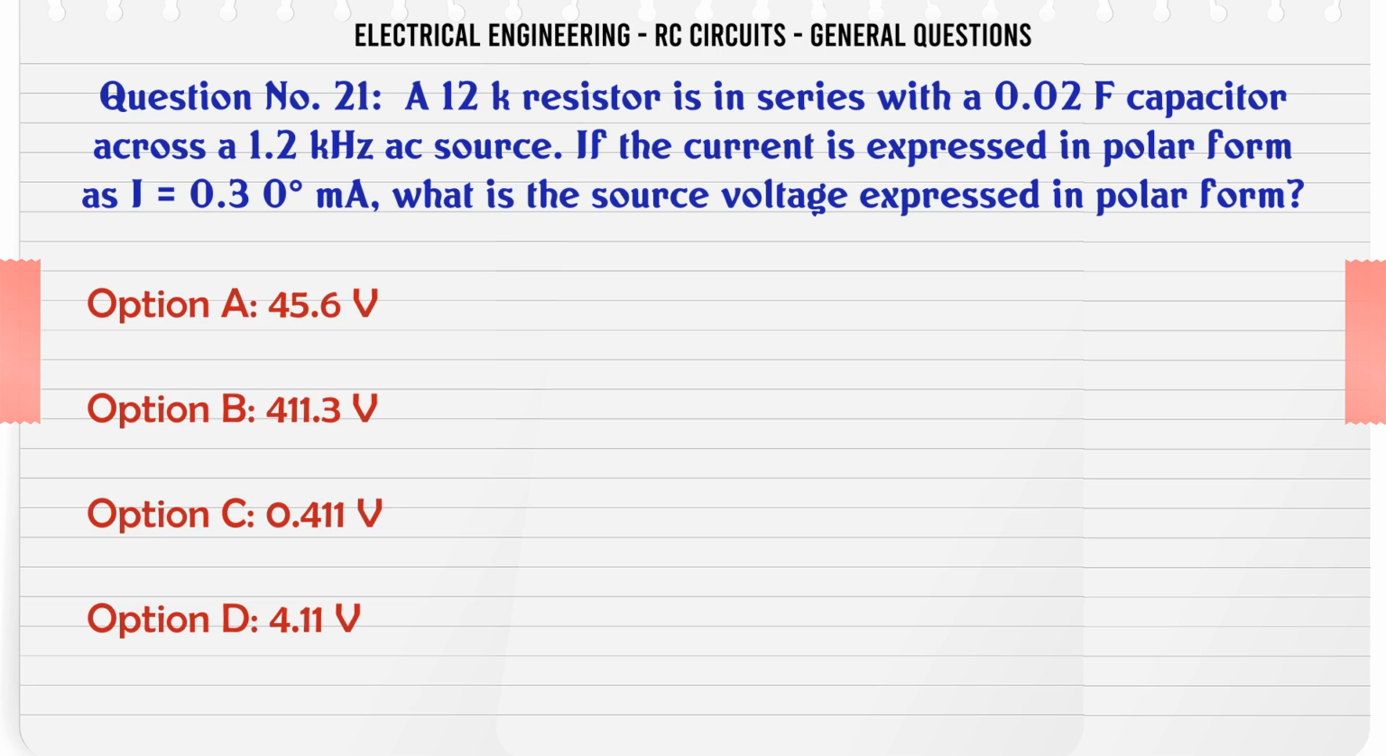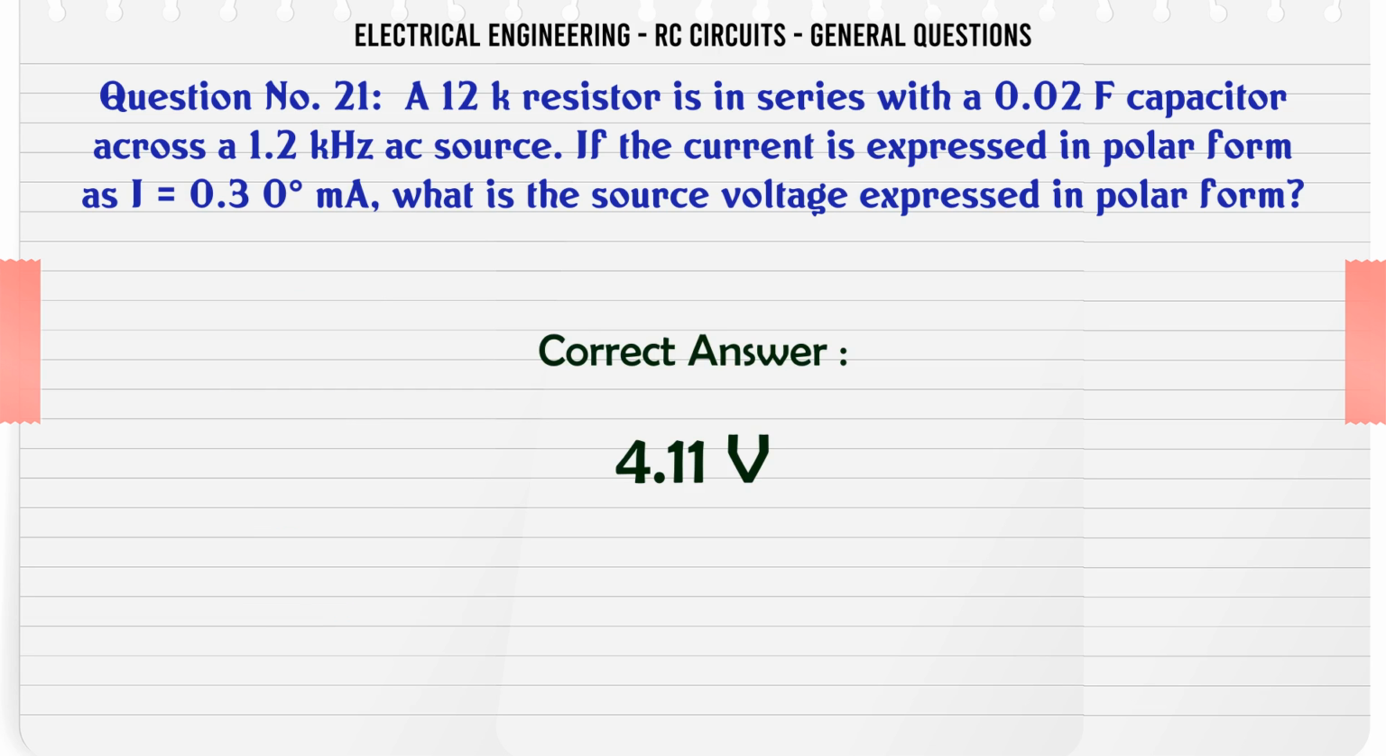A 12K resistor is in series with a 0.02 µF capacitor across a 1.2 kHz AC source. If the current is expressed in polar form as I = 0.30 mA, what is the source voltage expressed in polar form? A, 45.6 V. B, 411.3 V. C, 0.411 V. D, 4.11 V. The correct answer is 4.11 V.